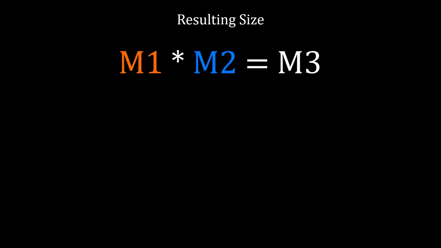So if we want to know how to calculate the number of multiplications, we're going to first need to remind ourselves on how we calculate the resulting size of a matrix. So say we have two matrices, M1 and M2. Multiplied together, they make a new matrix M3. So for example, matrix 1 might be of size 3 by 2, matrix 2 could be of size 2 by 4. So the resulting size of matrix 3 is going to be 3 by 4.